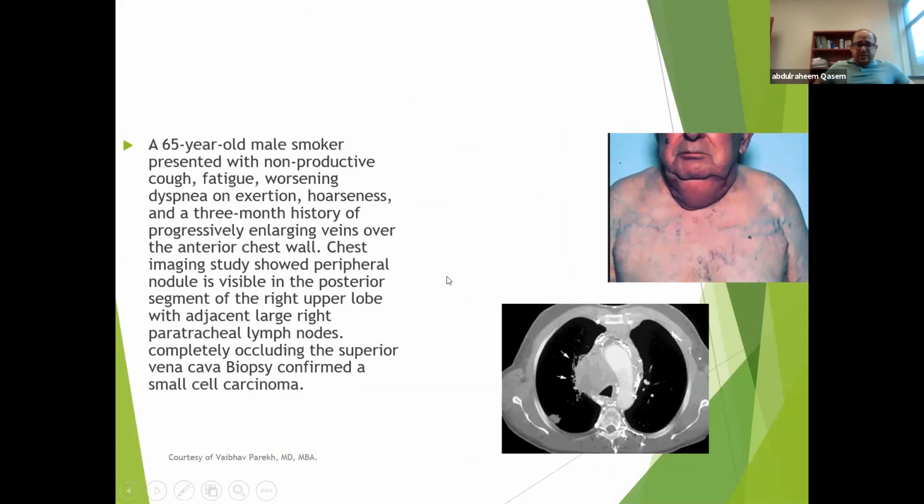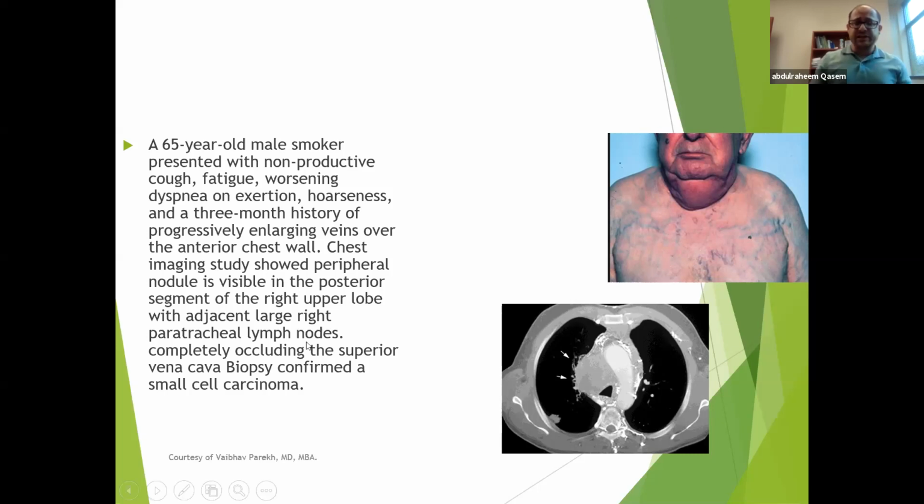Okay, let's take this case. 65 years old, male smoker, presented with non-productive cough, dyspnea on exertion, hoarseness of voice, and a 3-month history of progressively enlarging veins over the anterior chest wall, as you can see in this picture. Chest imaging study, as shown here, showed there's a small nodule in the right subpleural upper lobe, and then there is a large mass in the paratracheal area causing complete occlusion of the superior vena cava. Biopsy was obtained, and it confirmed small cell carcinoma.